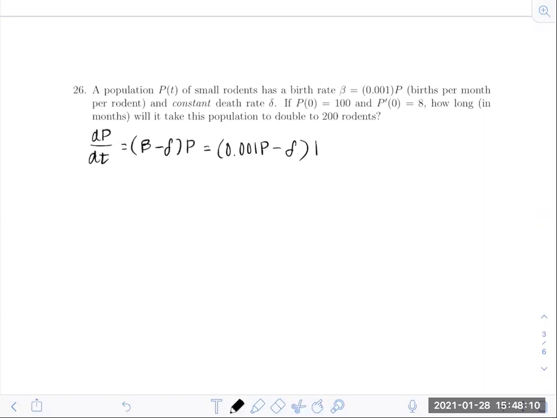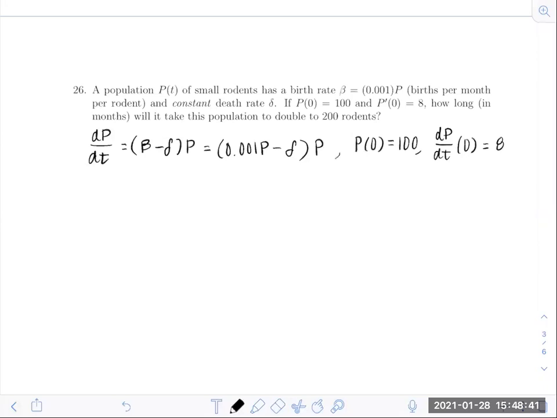And then we want to multiply by p. But here again, this is just an example of a logistic population model. And then the other information that we have is that the initial population is 100, and at t equals 0, it's changing at a rate of 8. Okay, so we're gaining 8 rodents per month at time 0.